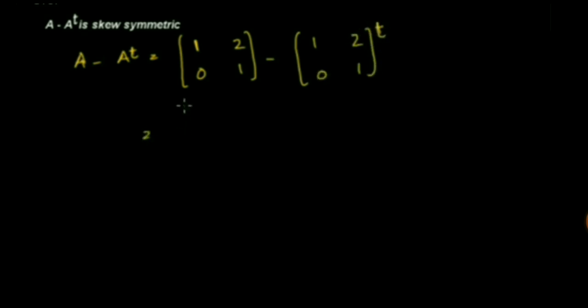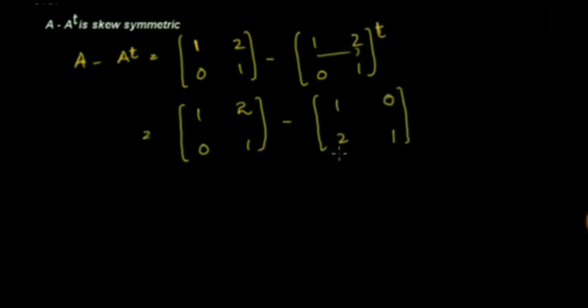Then a minus sign, and now I have to take the transpose of A. For the next step, I'll write A as it is. Then minus, I need to take its transpose. Again, I have to shift rows to columns. Now, as it contains a minus sign, we'll subtract the corresponding entries. 2 minus 0 becomes 2. 0 minus 2 gives minus 2, and 1 minus 1 will be 0.